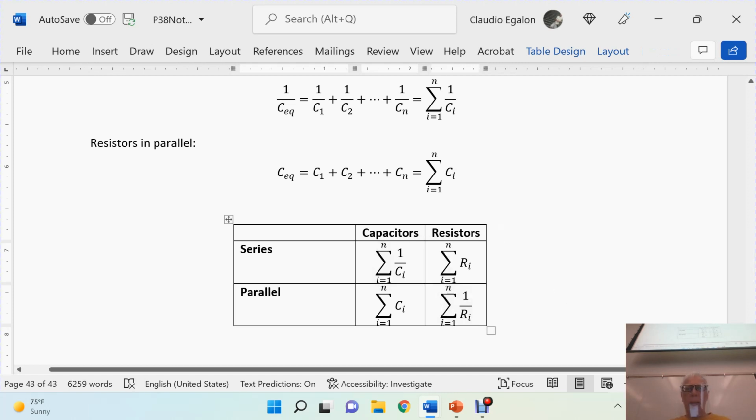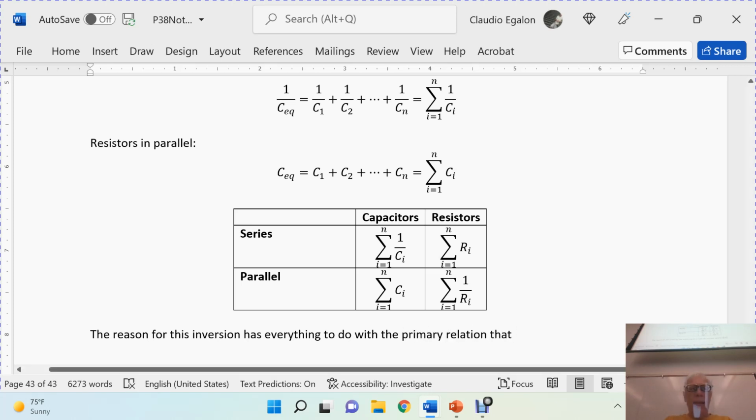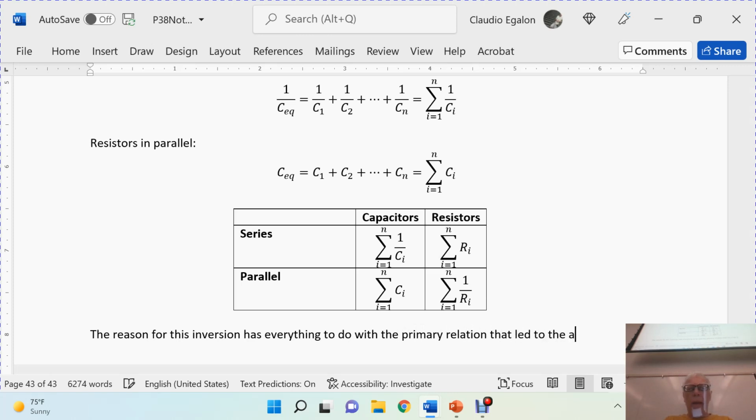Do you see that? Inverse, inverse. Proportional, proportional. There's a reason why we have this inversion in the relation. There is a reason. The reason for this inversion has everything to do with the primary relation that led to the above result.